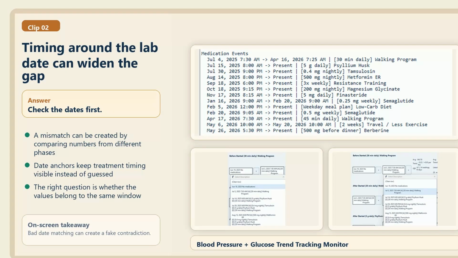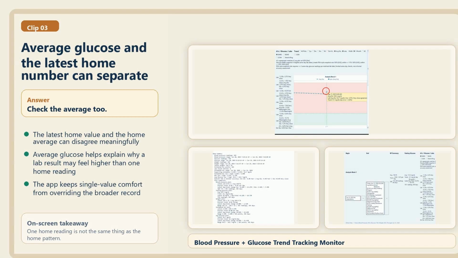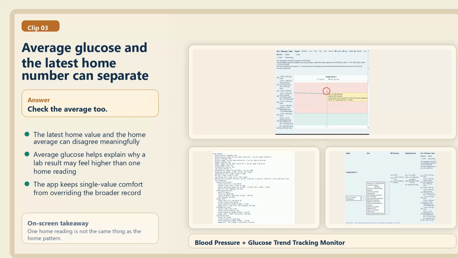Average glucose and the latest home number can separate. Another common mismatch happens when the latest home glucose reading looks reassuring, but the average glucose and summary section still point higher. The app keeps average glucose, estimated A1C, latest reading, and the lab comparison pieces close together so you can tell whether the home record is broadly running above the single number you are focusing on. That matters because one decent morning value does not erase a higher recent average.